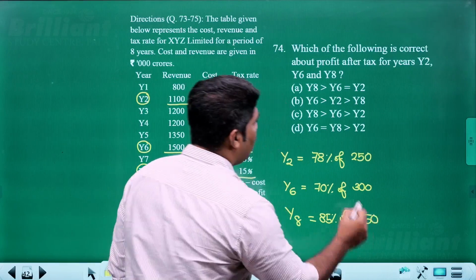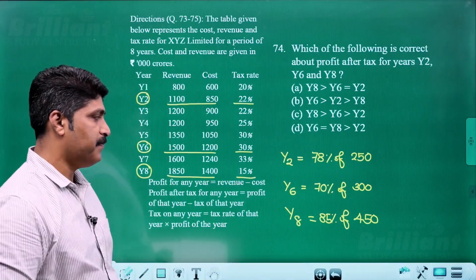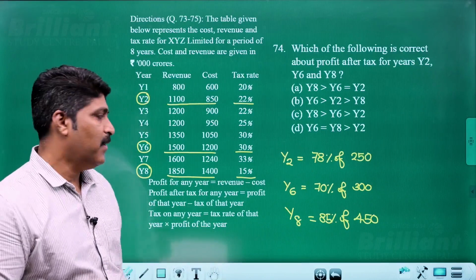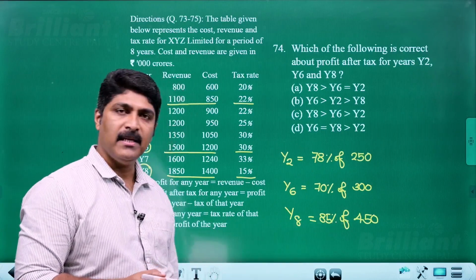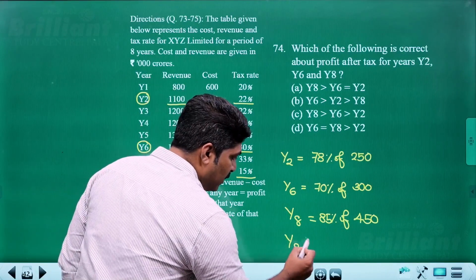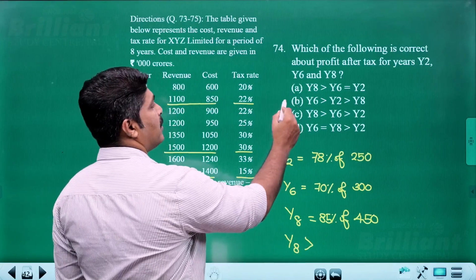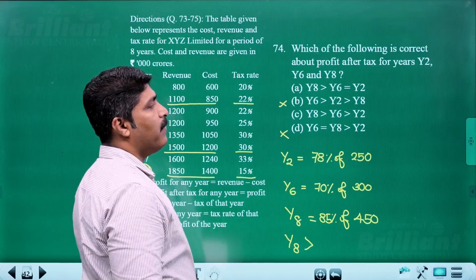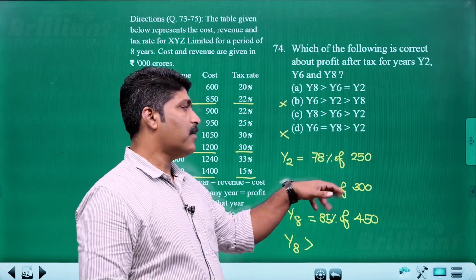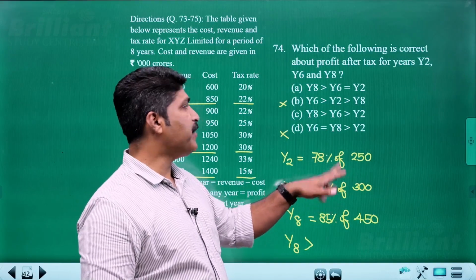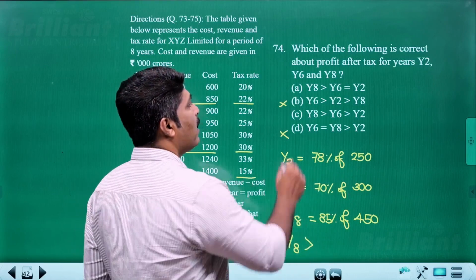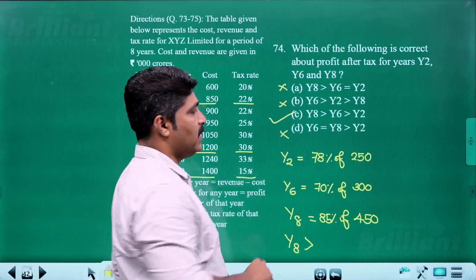Look at these three quantities. Which is greater, without doing the calculation? We are sure Y8 is greater. So we can conclude Y8 is greater. Look at the options. We can cancel these two. As we know, Y2 and Y6 are not equal. Look at the values here. Those are not equal. Therefore, this is also not the answer. Therefore, this is the answer.